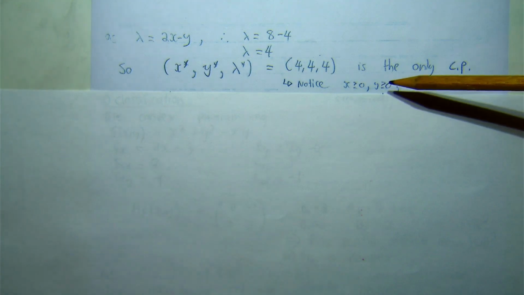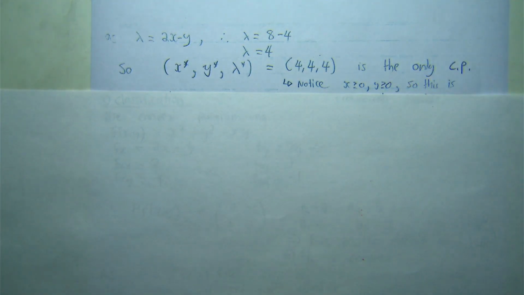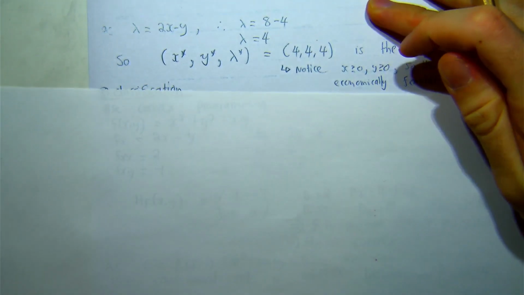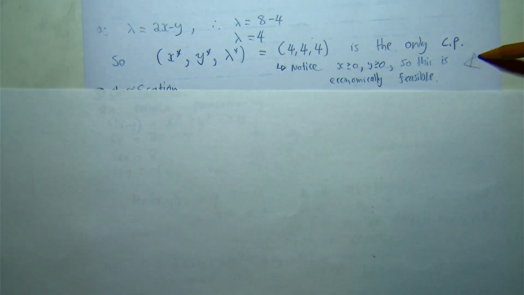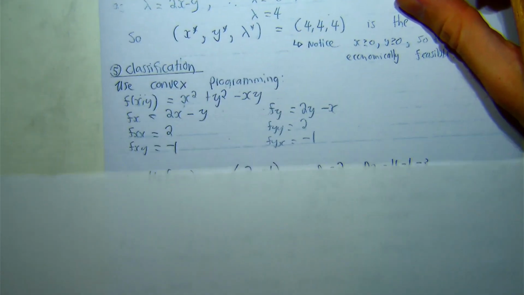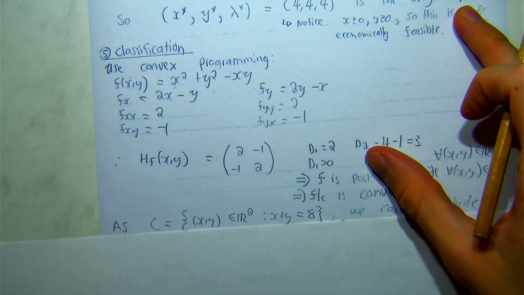Notice that this is also positive in terms of x and y, because it would not make economic sense to produce a negative amount of inputs. So that's lucky. There are more intentional ways of making sure this is true, but incidentally it works, which is good. Okay, step 5, classification.